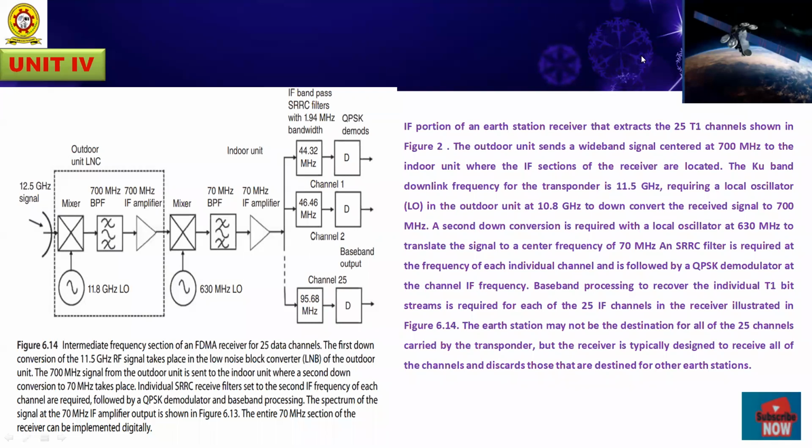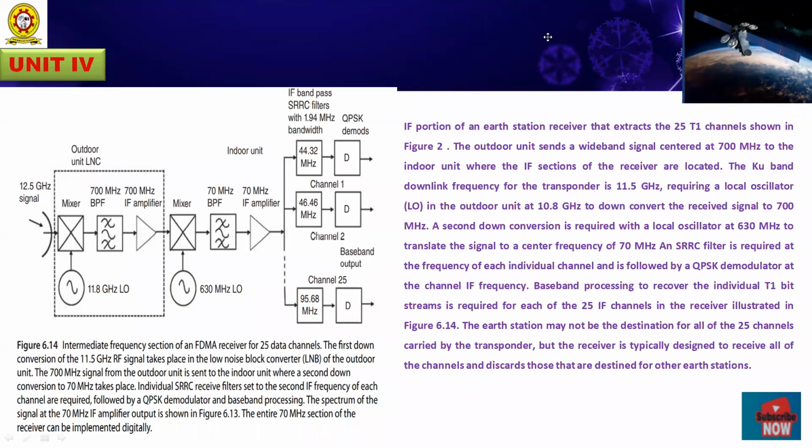So this is the 25 Ku band satellite block diagram, for example, for our end examination. In this block diagram, the down converted 70 megahertz IF amplifier drives the 25 individual channels. Therefore, the spectrum of the signal at the 70 megahertz IF amplifier is shown in this particular picture, so this 70 megahertz signal is down converted to 25 individual channels.